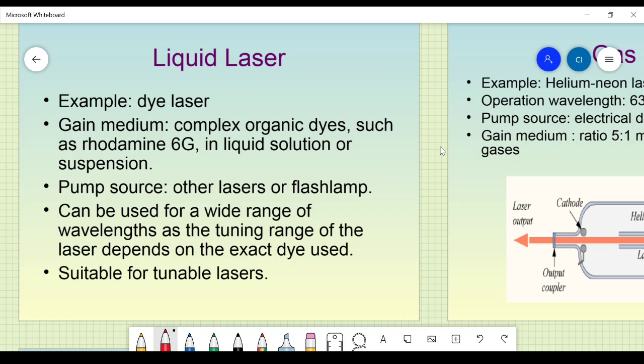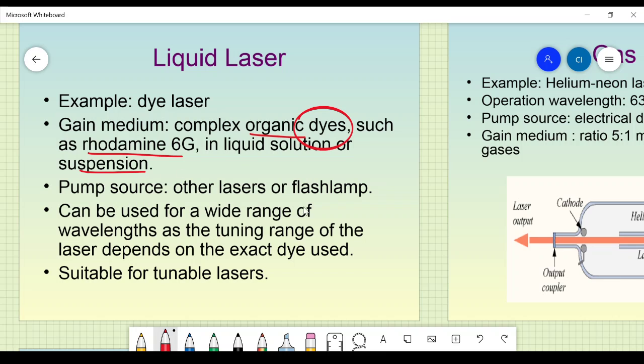In comparison to this, I am giving some general differences. Liquid lasers, an example is a dye laser. Gain medium is organic dyes. You have many organic dyes nowadays which replace so many semiconducting materials, because semiconducting material happens to be very expensive. Organic dyes can be prepared in the lab. Some examples like rhodamine 6G in liquid solution suspension are given.